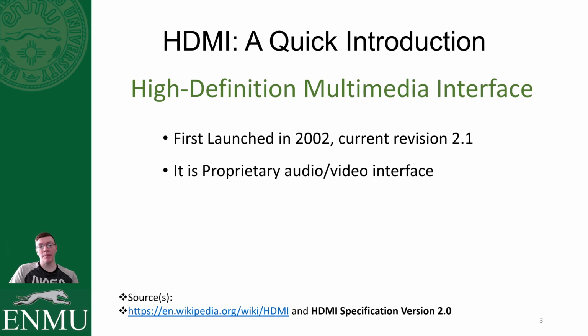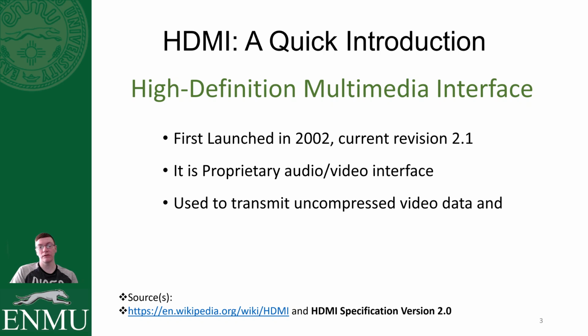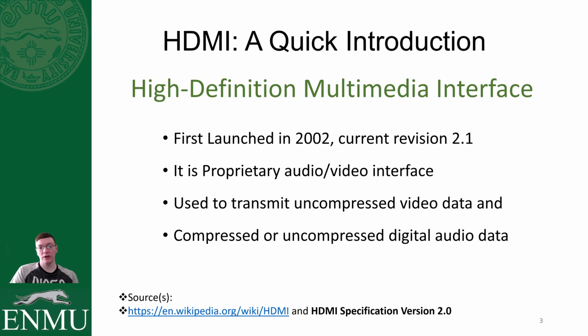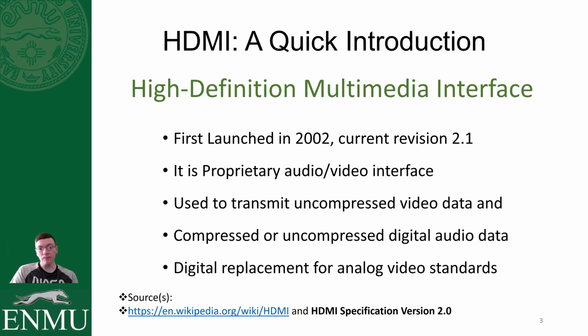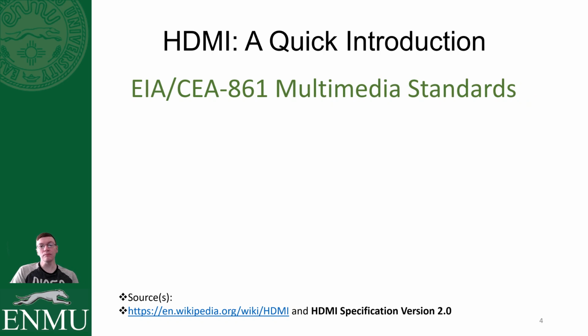HDMI is a proprietary audio-video interface, although it does pipe more than just audio and video through on some of its channels. It is used to transmit uncompressed video data and compressed or uncompressed digital audio data. HDMI is a digital replacement for earlier analog video standards. It is built around the EIA CEA 861 multimedia standards.